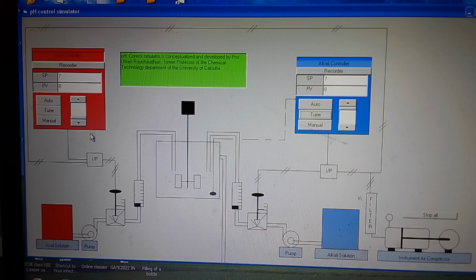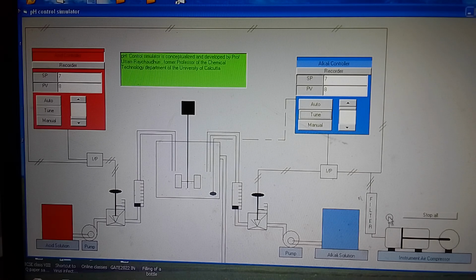This is I2P connected with this controller, which produces output current here and is converted to equivalent pressure, which drives this control valve. Similarly, here also the controller produces an electrical signal, converted to a pressure signal, and drives this control valve. And here it is an alkali controller and there is an acid controller. Both are connected together in such a way that the display will be the same. So if you press auto here, both will be active, and then you can see how it is working.